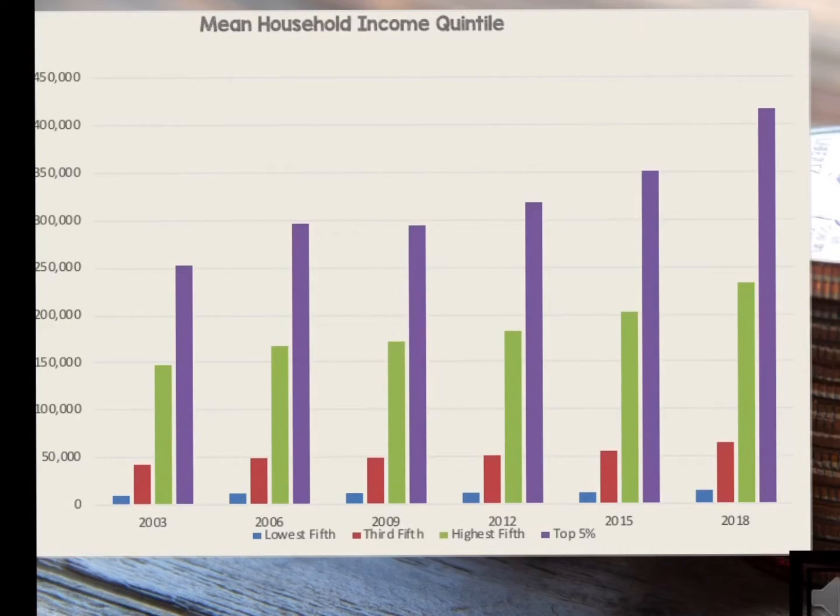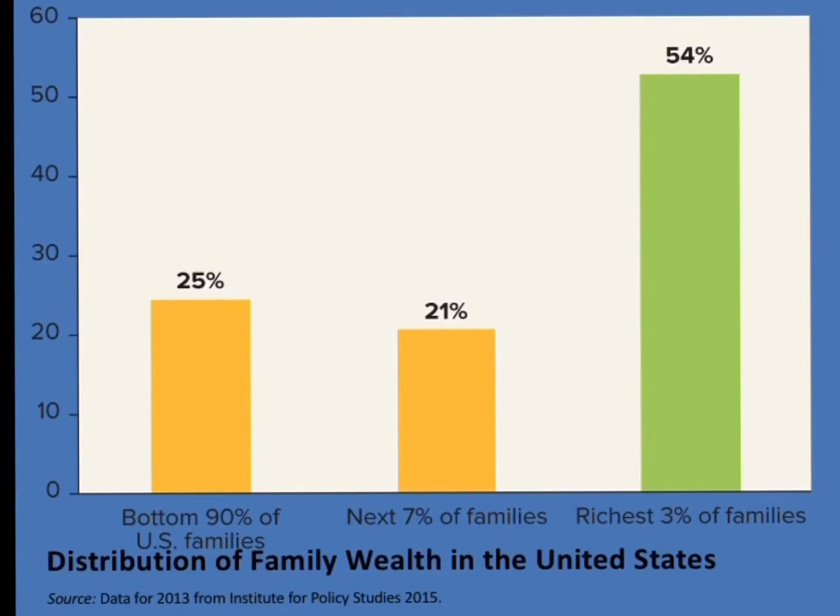And within household income, you'd like to see, in a healthy economy, it would be a little bit closer together than it is currently. I don't know what the 2019 numbers are, but it will be interesting to find out. So 54% of wealth in the United States is controlled by a very, very small percentage of families.